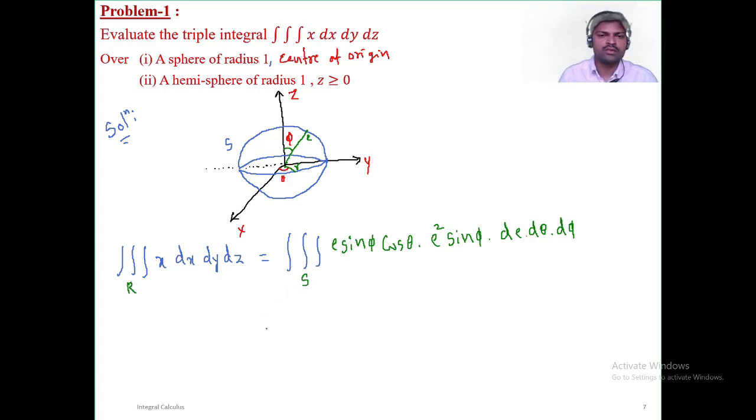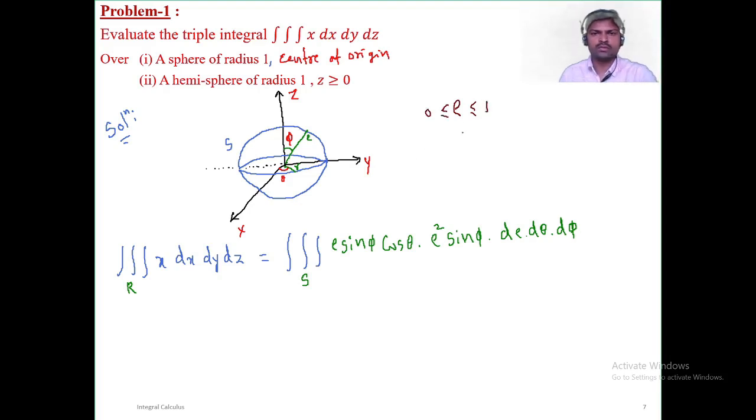Now next we are supposed to find the limits for rho, theta and phi. First I want rho. Rho means it's a radius, so the radius of the sphere. What is the radius of the sphere? A sphere of radius 1. Therefore rho varies from 0 to 1.